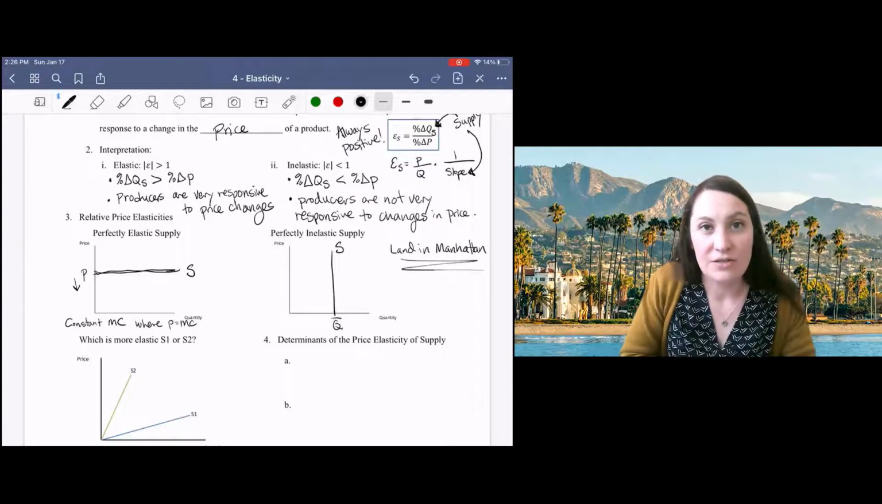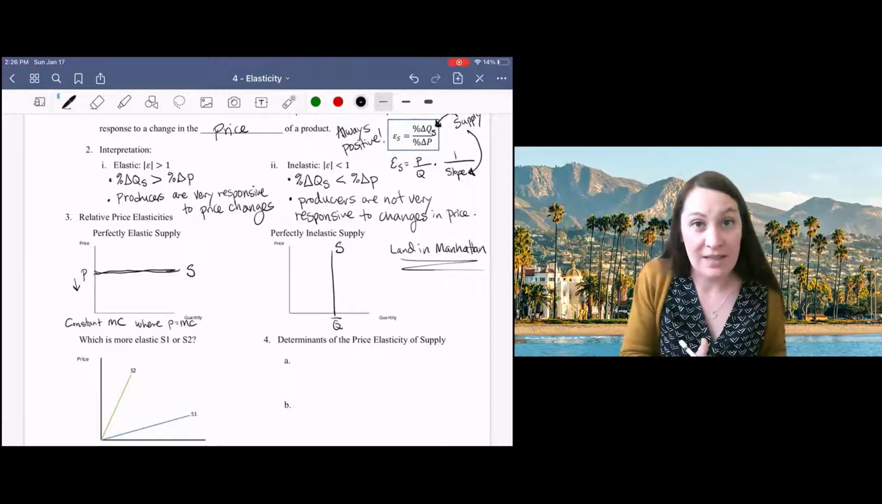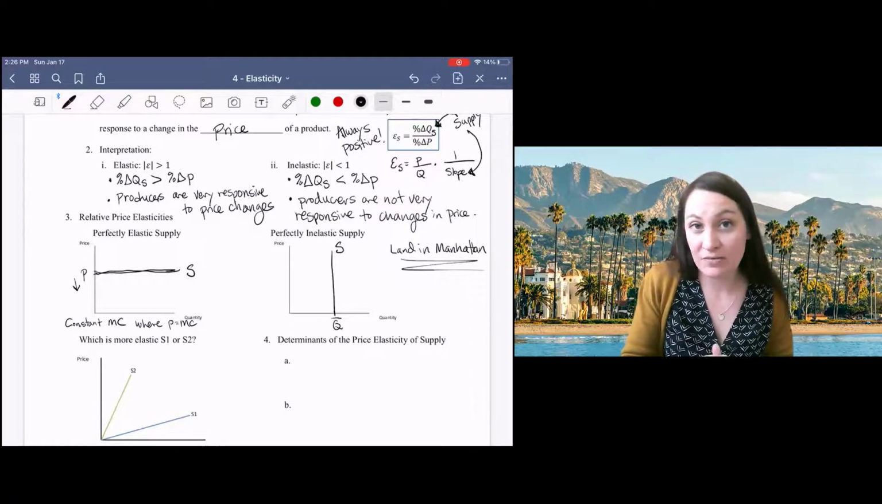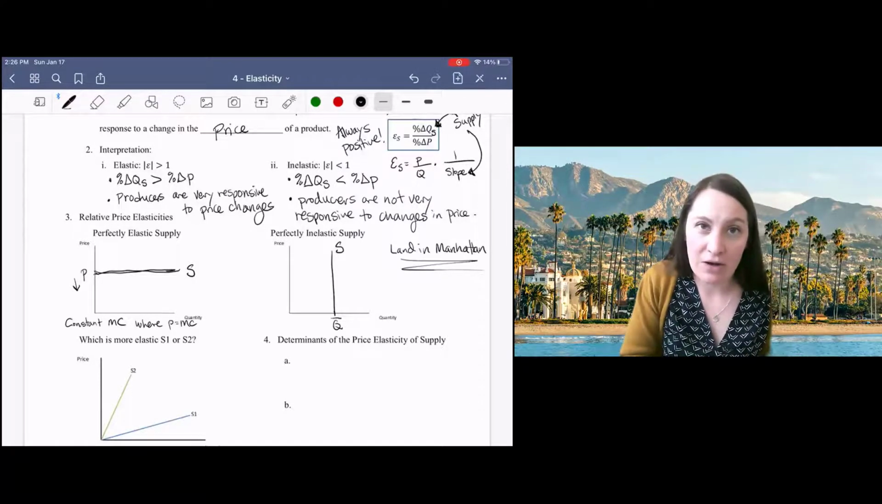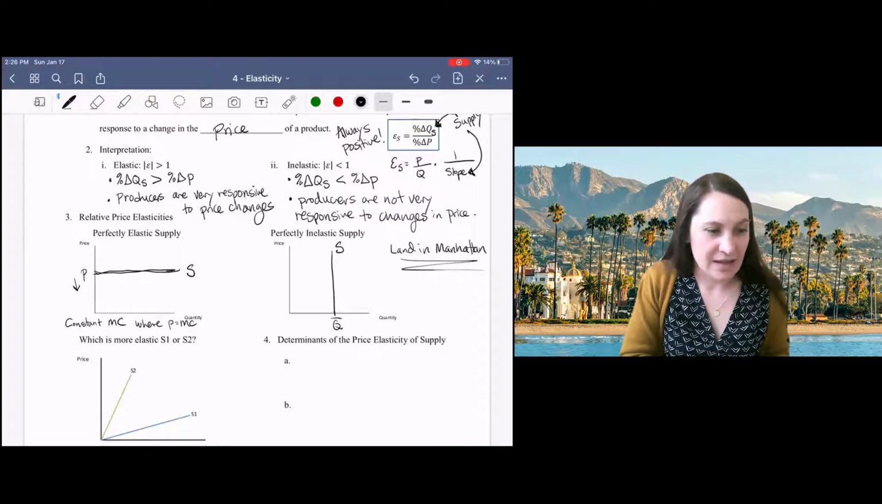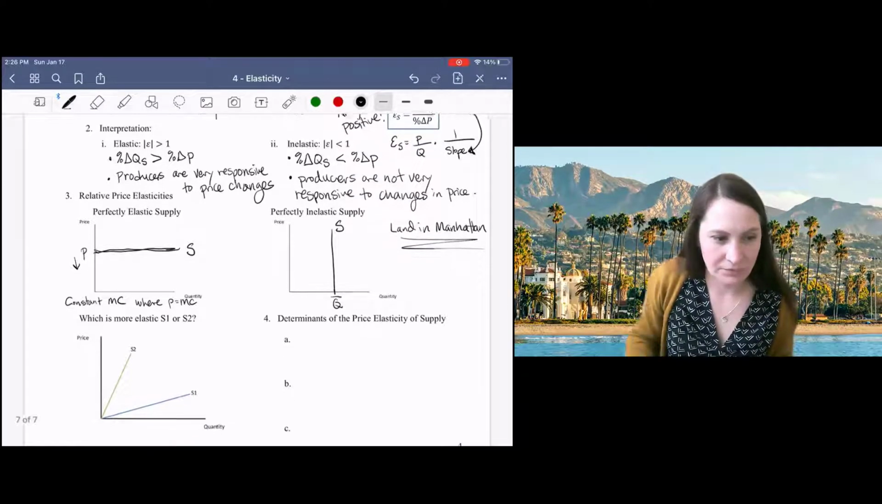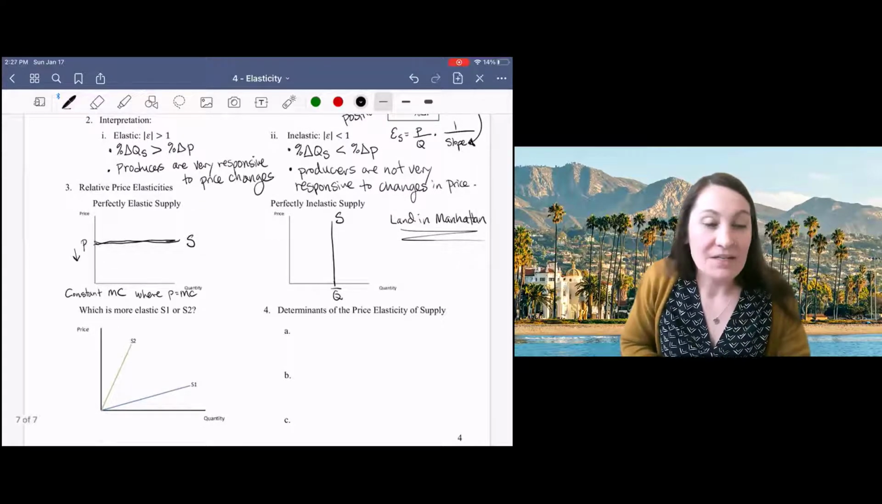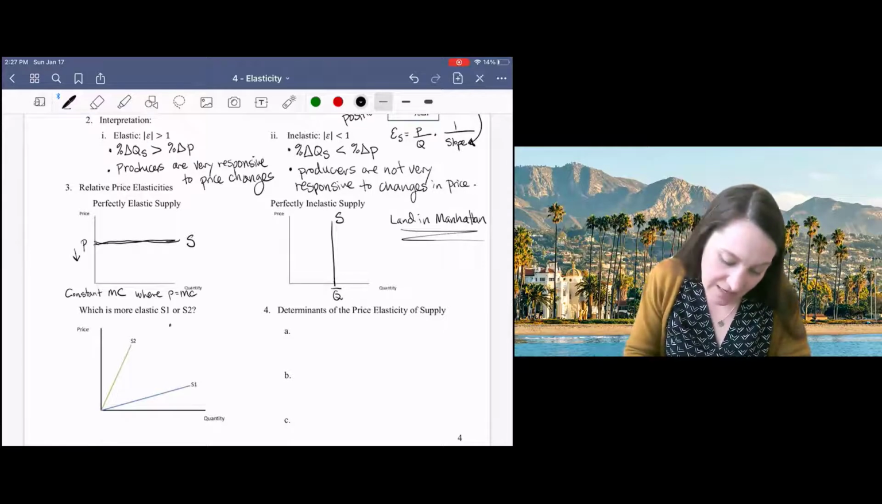By looking at these two extremes, we can again see that the flatter the supply curve, the more elastic, and the steeper the supply curve, the less elastic. So we'll apply that to the example below to examine the relative elasticity of supply 1 and supply 2. Which is more elastic? Well, we can see that supply for good 1 is flatter than supply for good 2. So that tells me that it will be more elastic.